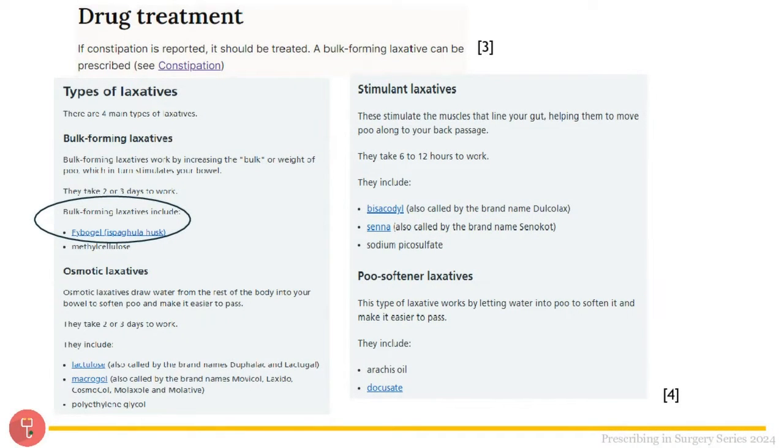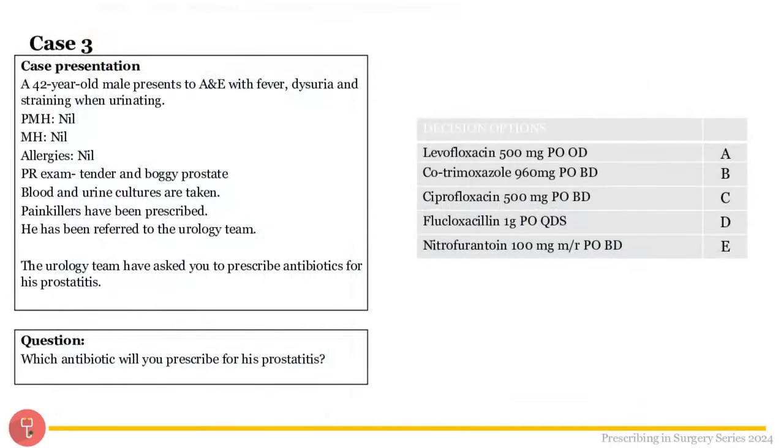This is showing you at the top, taken from the BNF, which says if constipation is reported, it should be treated using a bulk forming laxative in patients that have hemorrhoids. And just showing you the 2 most common examples of bulk forming laxatives, which are Fybogel, also known as ispaghula husk, and methylcellulose. Okay, any questions for this case? Okay, I'll move on to the next case.